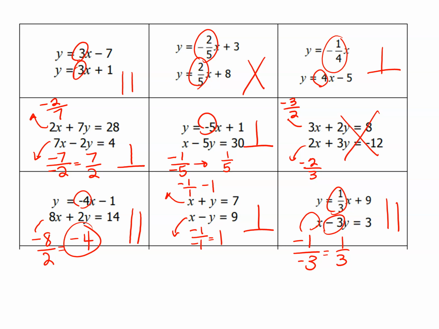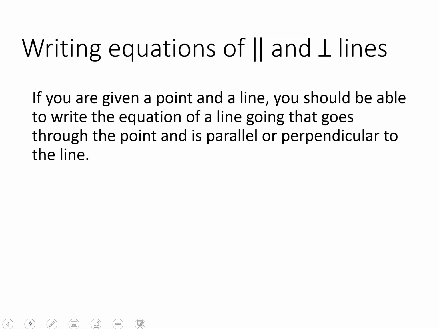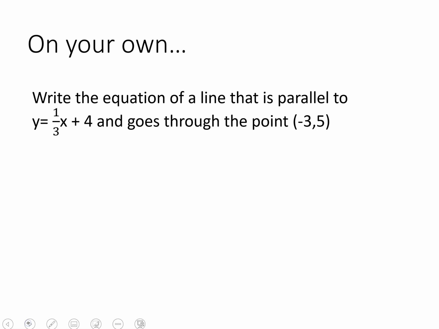All right. Now let's use that for the next thing. We have to be able to write an equation of a line that's either parallel or perpendicular to another line that they give us and goes through a certain point. So let's see how we do that. There's going to be 4 different types of problems here. You're either going to be writing parallel or perpendicular, and you're going to either be given standard form or slope-intercept form. So that makes 4 different scenarios you could come across.